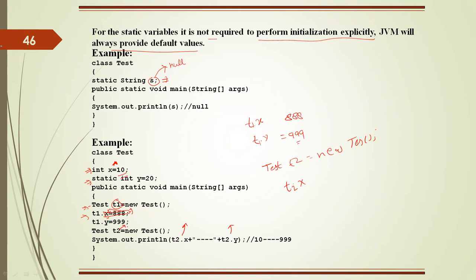t2.x varies from object to object, no? Instance variables vary, but static does not vary from object to object. Only one copy is shared. Okay, here you can see x is 10, x is 10, instance variable. First we create that object, first t1, and initialize that value x, then x will be overridden when we create the second object t2. Now x is 10, right? A static variable does not vary from object to object, right? This is the point now.